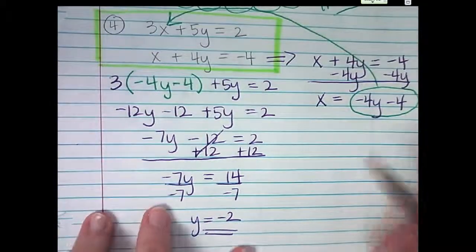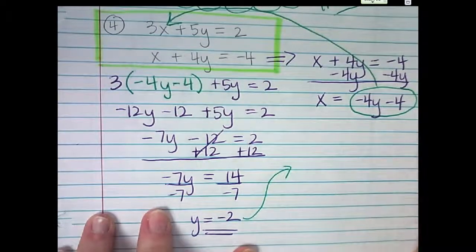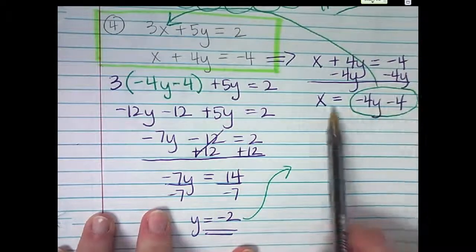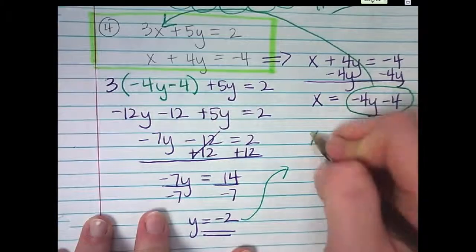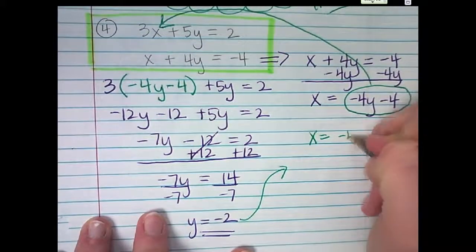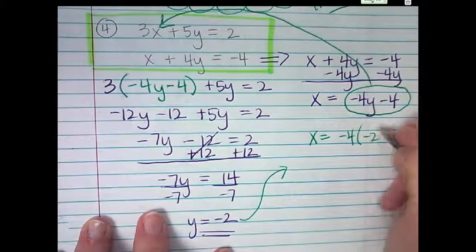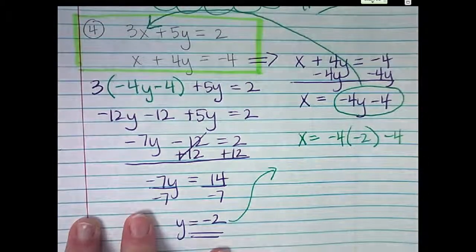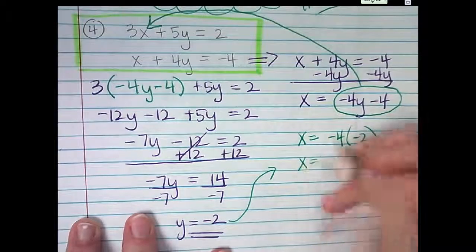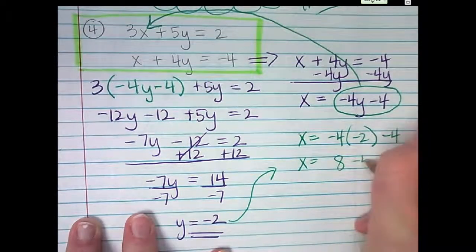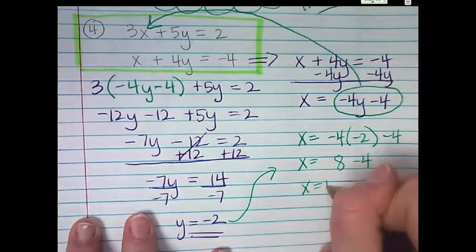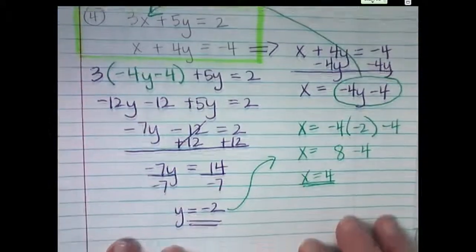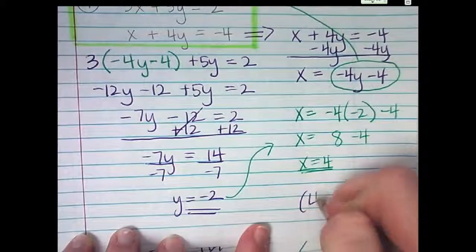Yeah. And then, again, you can go back to one of the originals. Or if you want to do a little shortcut, I'm going to go back to this one where I already have x equals -4 times -2 minus 4. So 8 minus 4. Perfect. 4, -2.